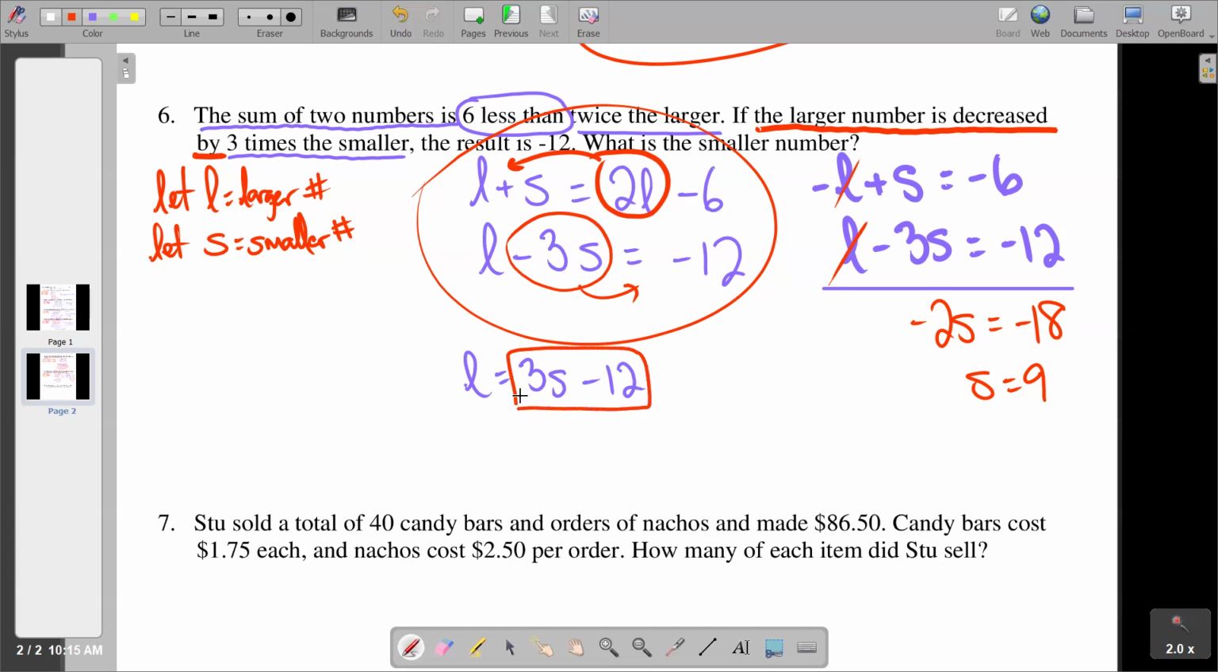And now where would I put that box? In your S, in place of the L, but I would make sure to put it in the top equation. And then that top equation would simply say where L used to be, it would now say 3S minus 12, and then plus S equals 2L minus 6.